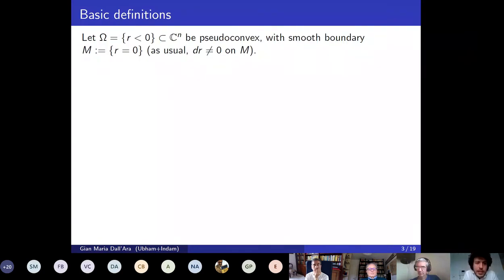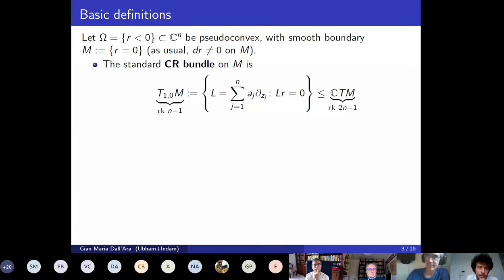Let's begin with the basic definitions. I start with a domain defined by a defining function r. As usual, the defining function will be assumed to have a non-vanishing gradient on the boundary. The boundary M is, of course, the set of points where the defining function is equal to 0, and the domain is always assumed to be pseudoconvex. I will recall in a moment what that means, but I guess most of you know better than me.